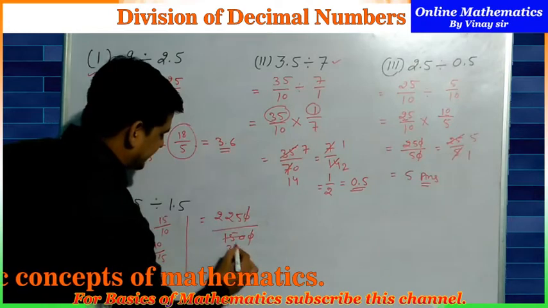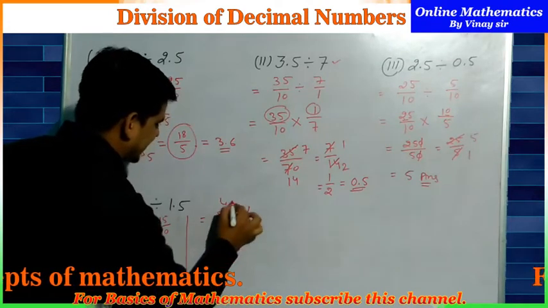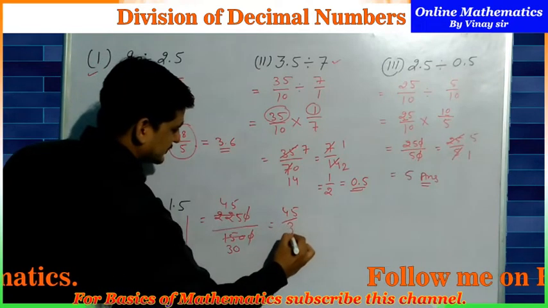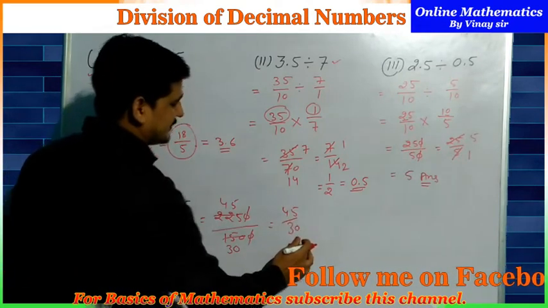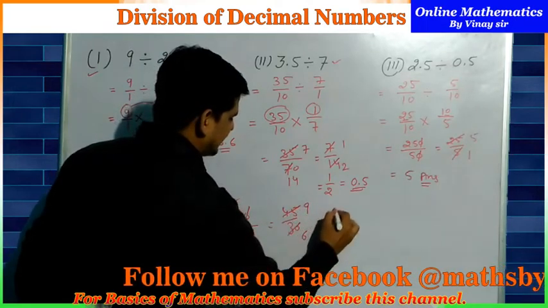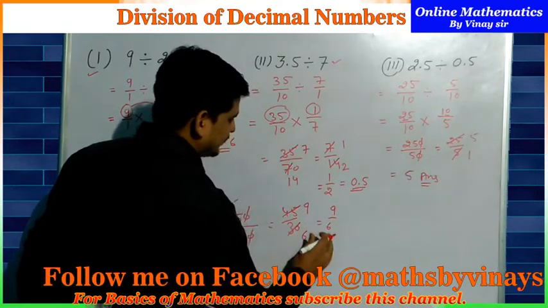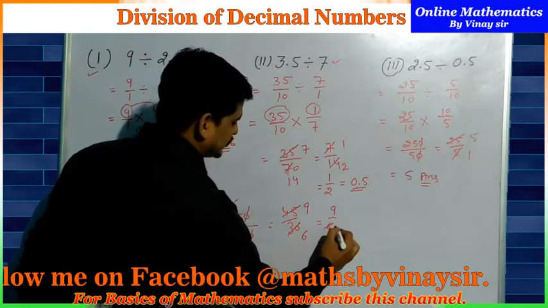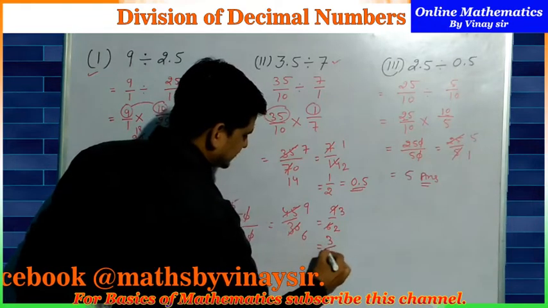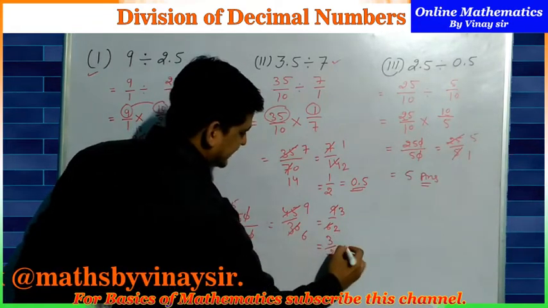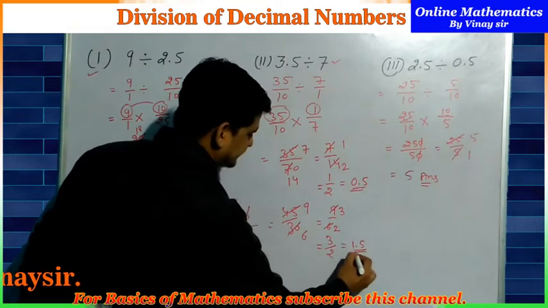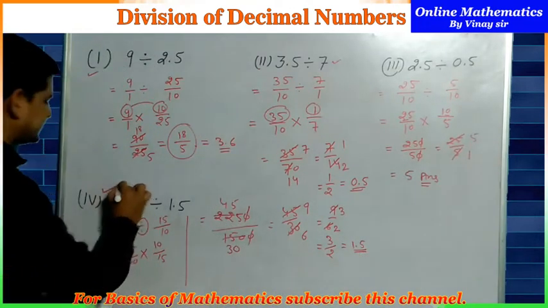5 3s are 15, 5 4s are 20 and 5 5s are 25. So we have 45 upon 30. Still this number is divisible by 5. So 5 6s are 30 and 5 9s are 45. 9 upon 6. We can divide it by 3. 3 2s are 6 and 3 3s are 9. So finally we have 3 upon 2. When we convert it into decimal form, we get 1.5. So this will be our answer for this question.